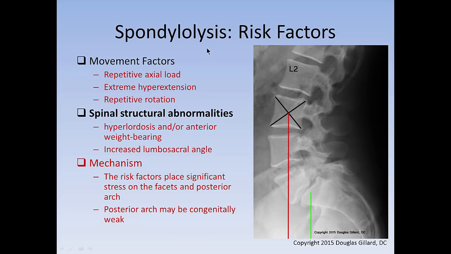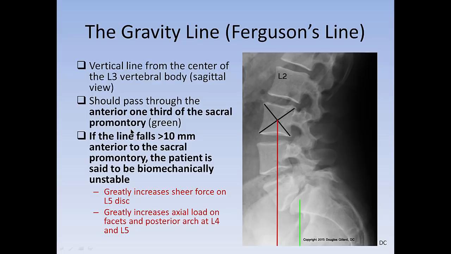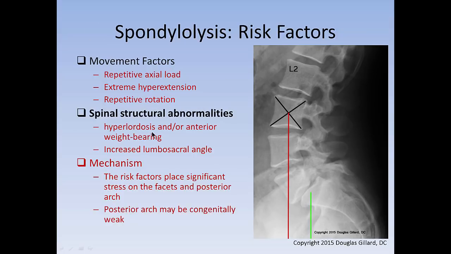So risk factors, what are the risk factors? Movement factors, make sure you know these. Movement factors of spondylolysis: anybody who does repetitive axial loading, extreme hyperextension, like that guy we just saw, or like gymnasts, even better, repetitive rotation, hammer throwers, discus throwers. Now, spinal structure abnormalities can act as a risk factor as well. One is hypolordosis, or anterior weight bearing.